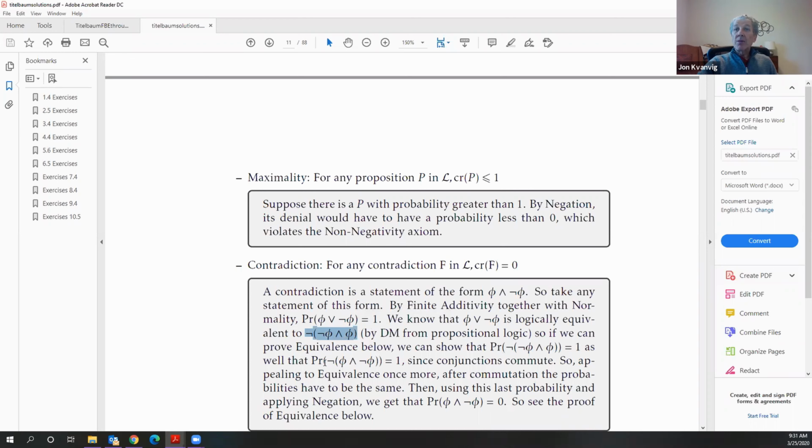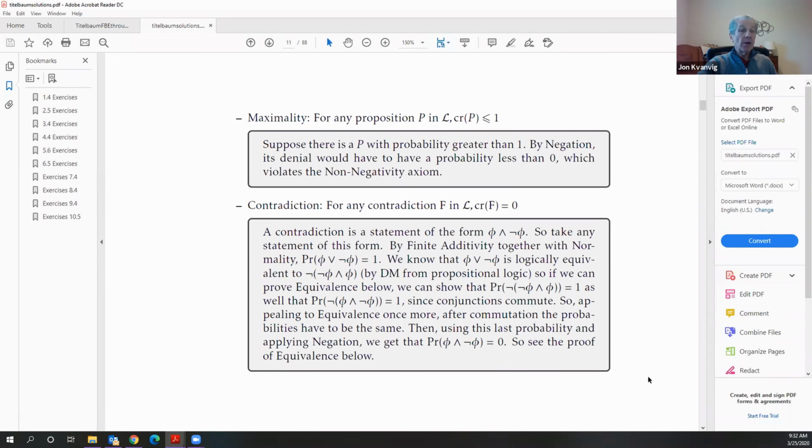As well as that the probability of the negation of the conjuncts in the other order is 1, since conjunctions commute. So if we appeal to equivalence once more after commutation, the probabilities have to be the same. Then using this last probability and applying the negation rule, we get that the probability of phi and not phi is 0. So let's wait to see what the proof of equivalence looks like. But once we have it, then the fact that we can convert propositions into equivalent propositions shows that any contradiction has to have a probability of 0.